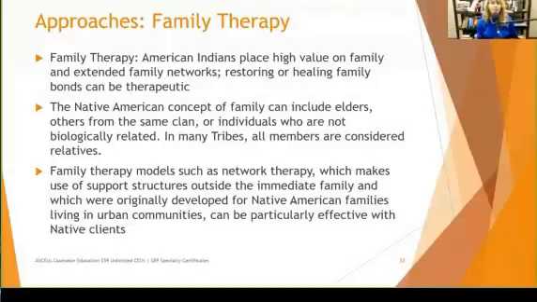Family therapy models such as network therapy, which makes use of support structures outside of the immediate family and was originally developed for Native American families living in urban communities, can be particularly effective with Native clients, so encouraging them to develop their network.